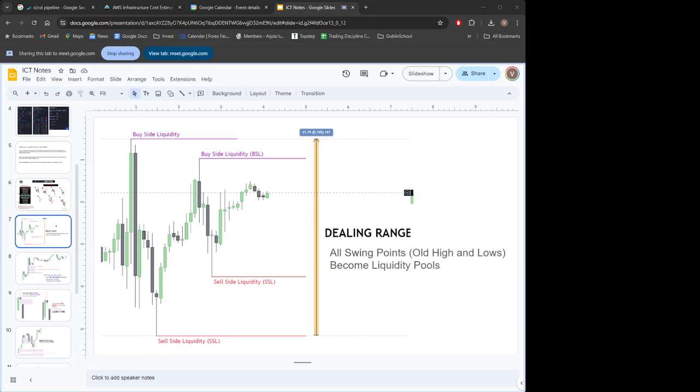So I just wanted to start with what we learned last time: buy side liquidity and sell side liquidity. Basically these are all the swing points, right? So this part you understood.